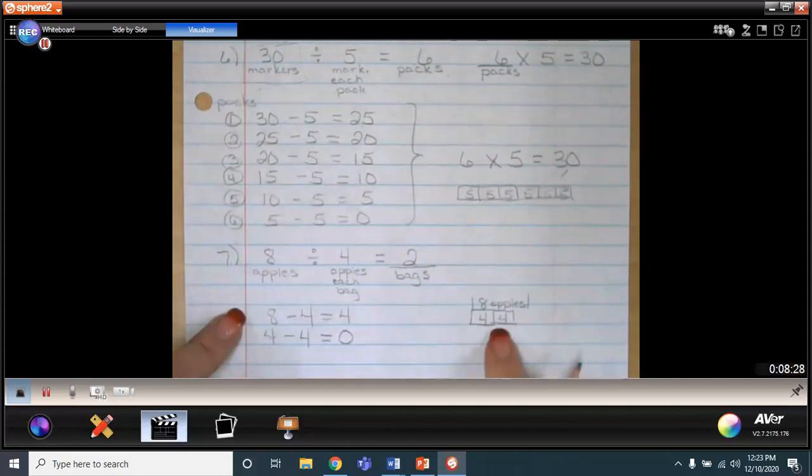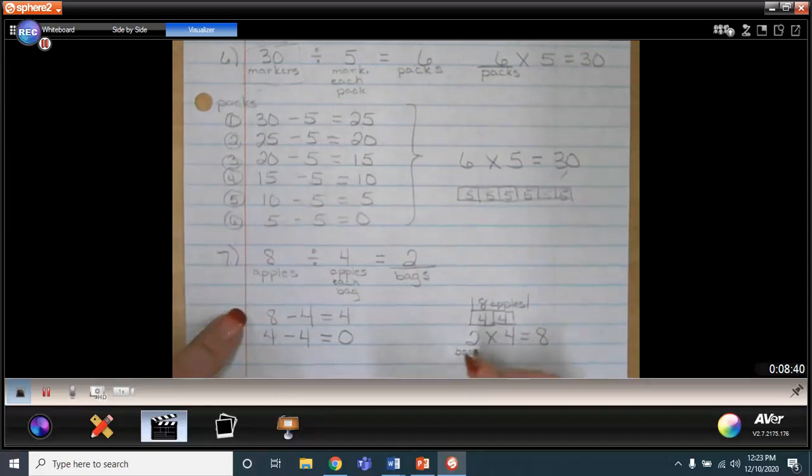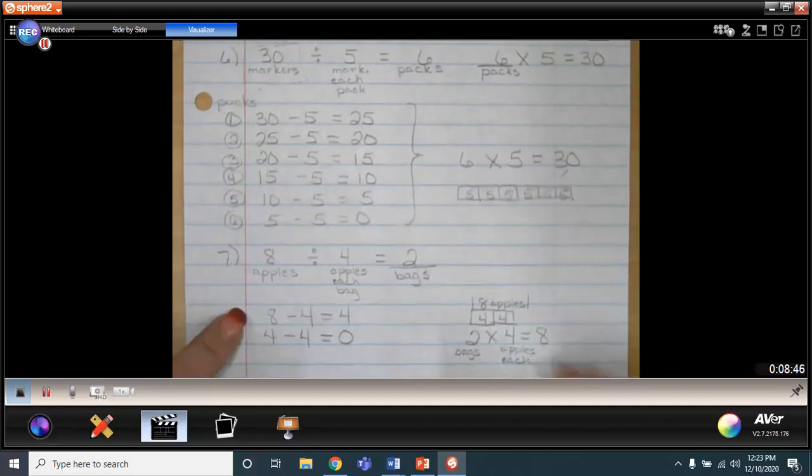So my multiplication sentence for this is going to be 2 groups of 4 is going to give me my total apples. So these are the bags. These are the apples in each bag. And we have 8 total apples. Okay, that's number 7.